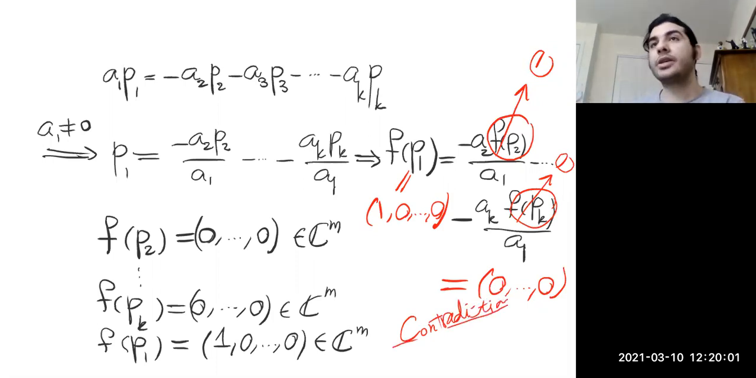What was the assumption which got us to this contradiction? The assumption was that the elements in X don't have to be linearly independent. We assume there is a linear relation between them, and that got us to this contradiction. So they have to be linearly independent. That completes the proof.